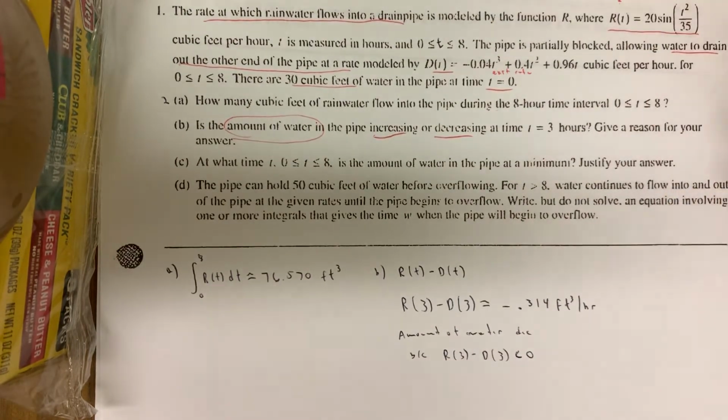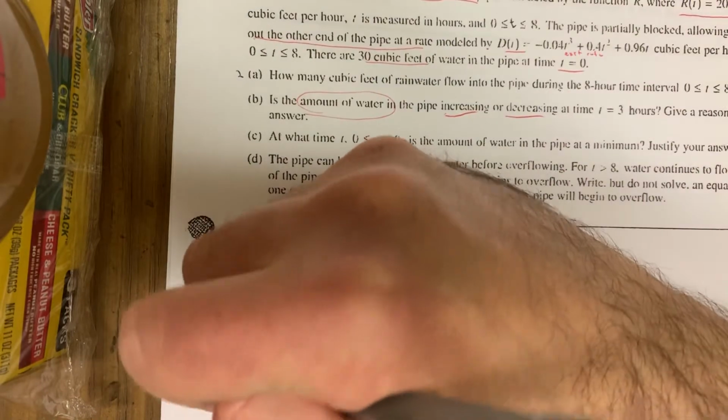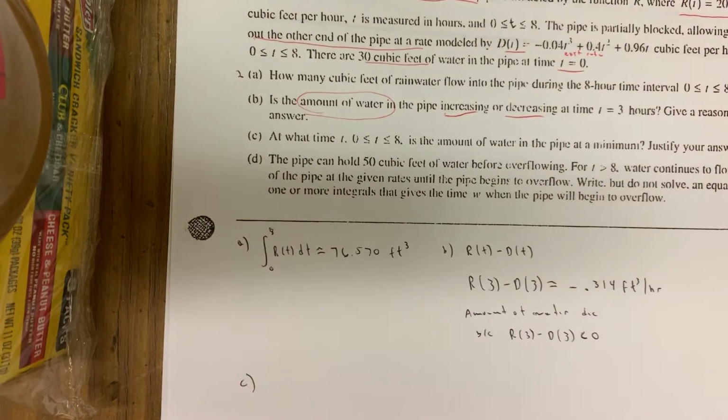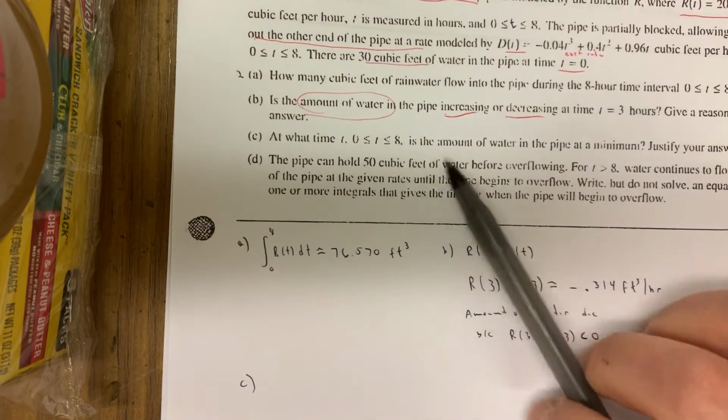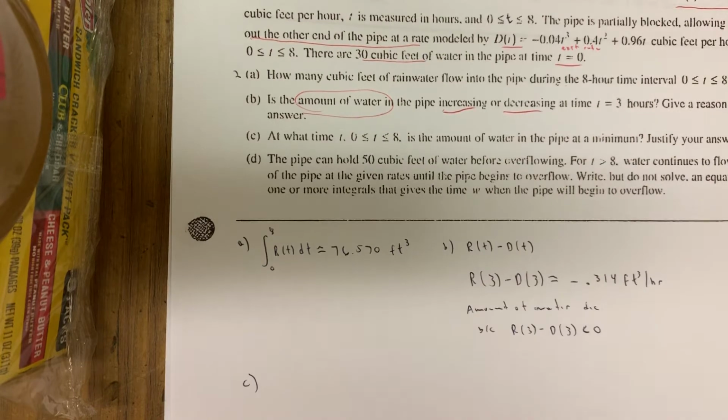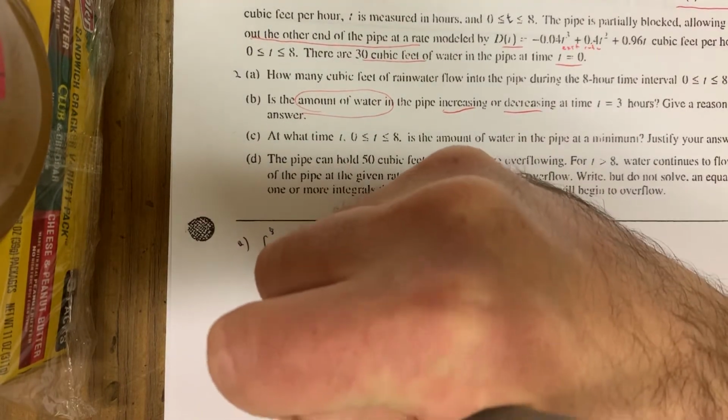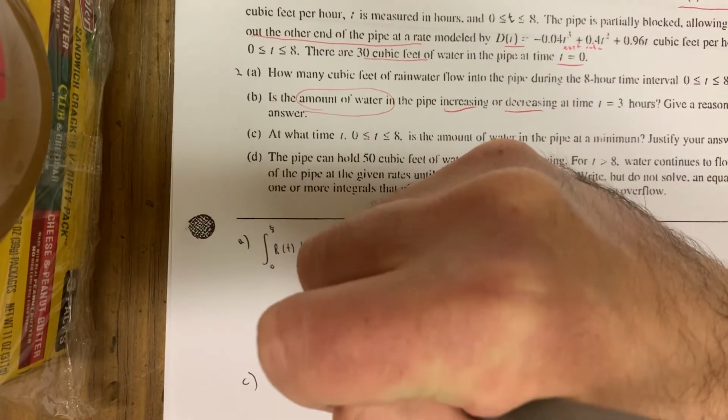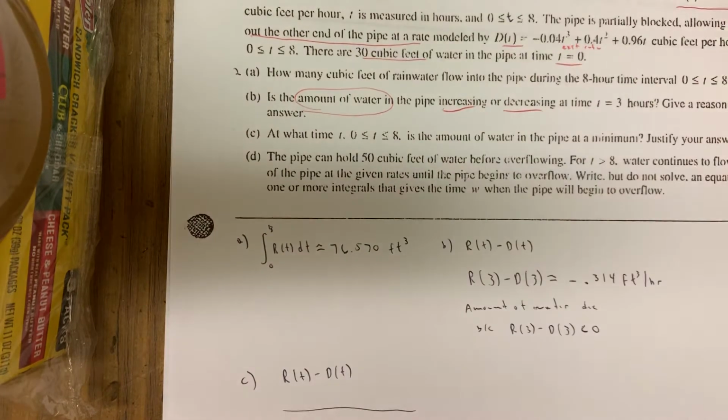It doesn't always show up with every little piece like this, but you'll see common things from one problem to another. Just like part C: at what time from 0 to 8 is the amount of water in the pipe a minimum? Well, surely there must be some sort of test. It's the first derivative test of the amount of water in the pipe. I don't know the amount of water in the pipe, but I know its rate of change is R of t minus D of t. And that's going to go from 0 to 8 here.